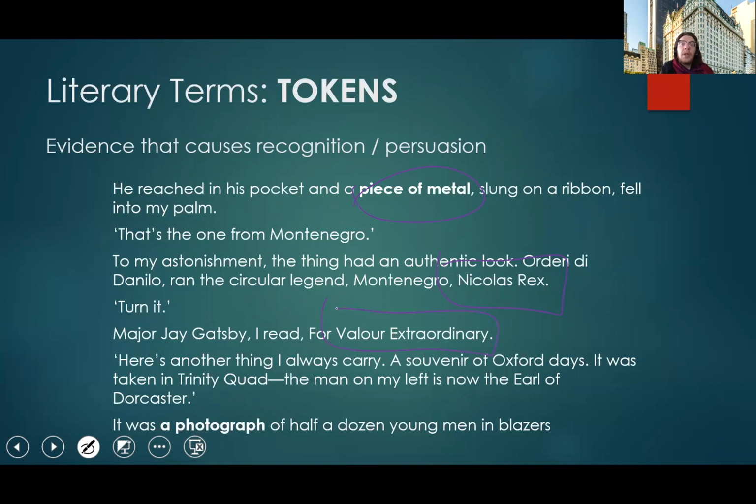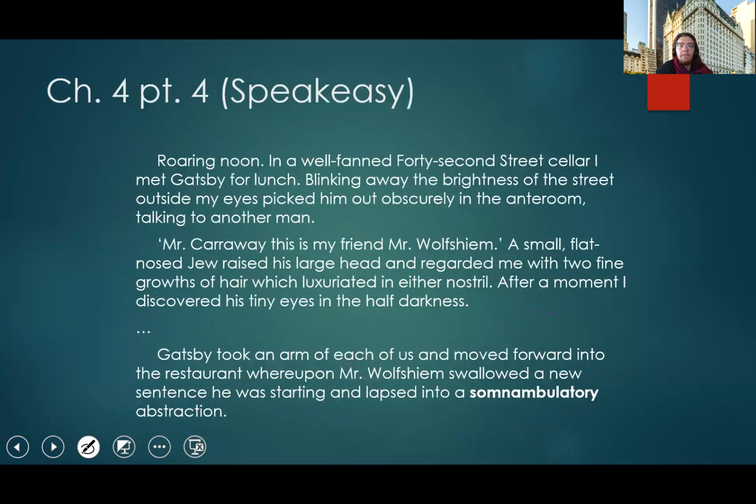So it looks real, right? He's providing evidence, tokens that he just happens to be carrying with him because it's something he always carries. This is weird. And the other thing he has is a photograph. Hey, yeah, I was at Oxford. Here's my picture evidence. Anybody that happens to be carrying evidence seems to have prepared to need to give evidence. So it should make you question authenticity.